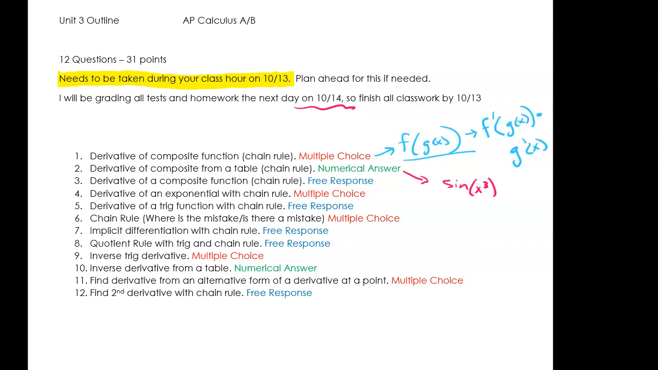Sine of x cubed. Let's go with, I don't know, u king. So I'm not asking you how to take the derivative. Here's what I'm actually asking you.